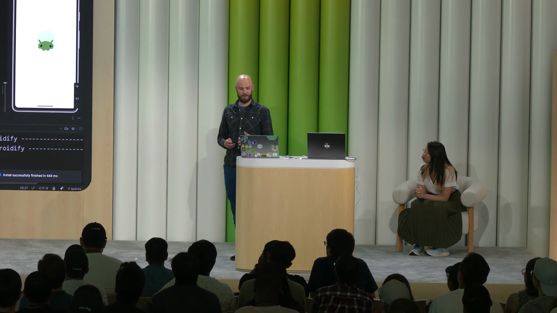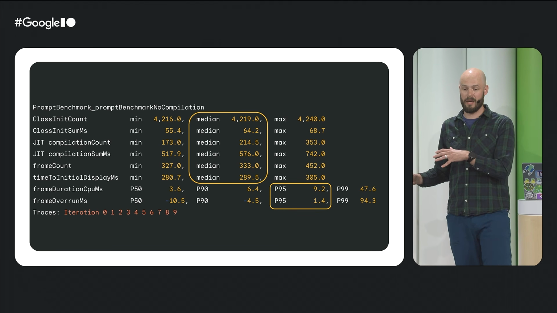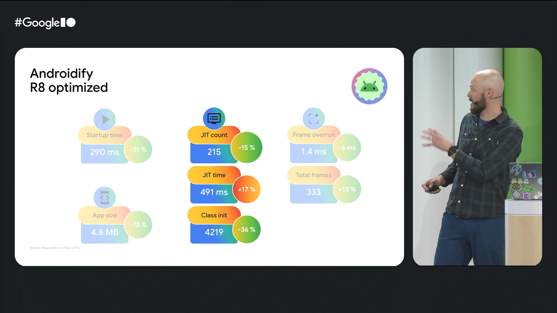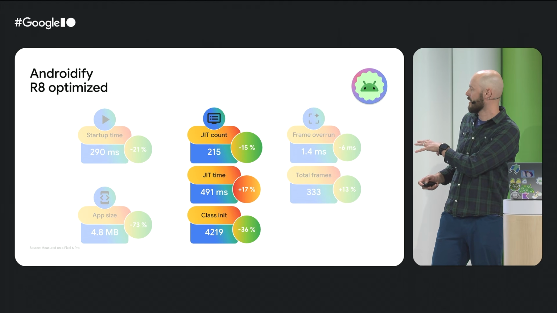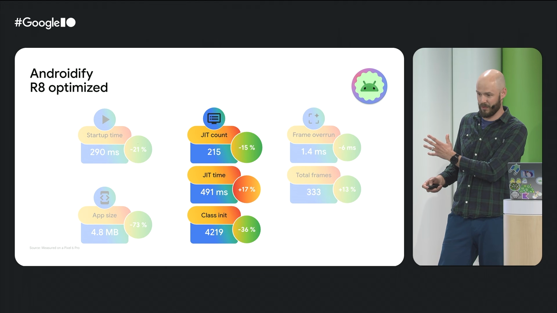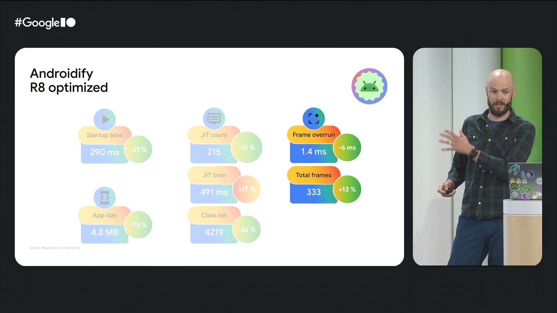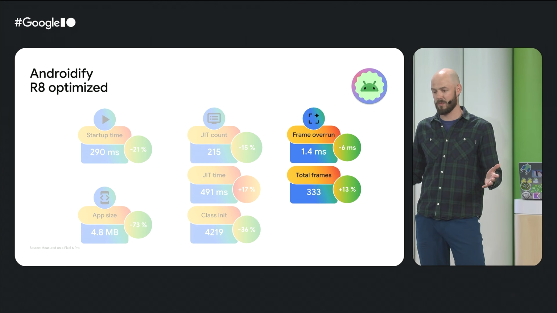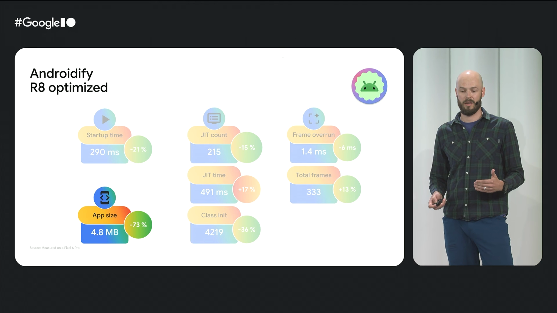Instead of waiting for the benchmarks and everything to finish, let's just switch back to the slides to see the improvements. Again, we're looking at the improvements here. After optimizing, numbers are better, like 21% better startup time, 50% better JIT count. JIT time is a bit up. Well, we'll see about that. Class initialization is down by 36% as well. We have 6 milliseconds shaved off on the 95th percentile, 13% more frames rendered during the same benchmarks, and the app size has been reduced by 73% in that case.